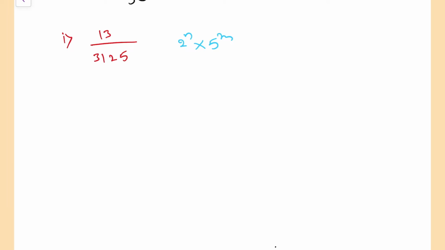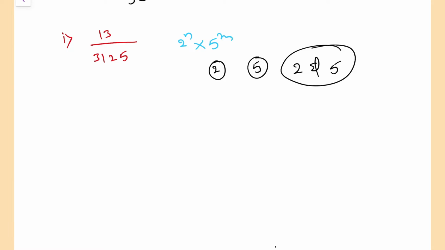So what exactly is this 2 power n into 5 power m? Let us make it more clear. In the denominator only the number 2 should be there, otherwise only the number 5 should be there, otherwise both 2 and 5 should be there. If these are there in the denominator, then we will say that the p by q number has a terminating decimal. Except for 2 and 5, if any other number is there, then immediately we can say that it has a non-terminating recurring decimal.